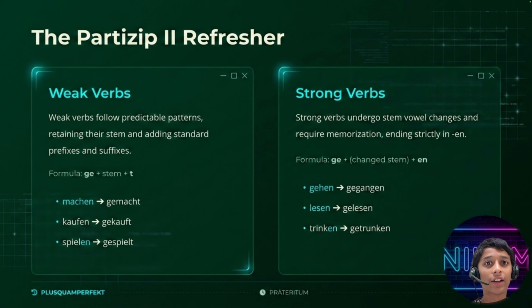Before we go further, a quick refresher on Partizip 2, because it's the second half of every Plusquamperfekt sentence. Weak verbs are the predictable regular ones. Formula: ge plus stem plus t. Machen, gemacht. Kaufen, gekauft. Spielen, gespielt. Strong verbs change their stem vowel and always end in en. These are the irregular ones you just have to memorize over time. Gehen, gegangen. Lesen, gelesen. Trinken, getrunken. If you have done your earlier lessons on the perfect tense, this table should feel completely familiar, and that's exactly the point. The Plusquamperfekt doesn't introduce new participles, it reuses every participle you already know.